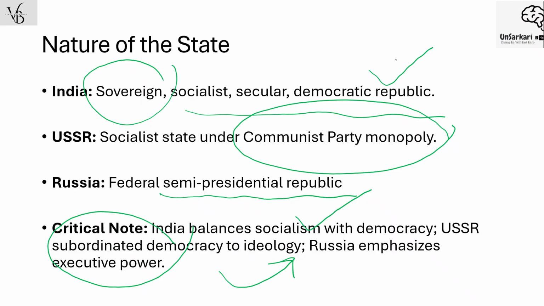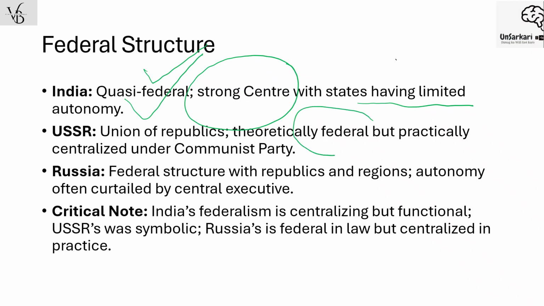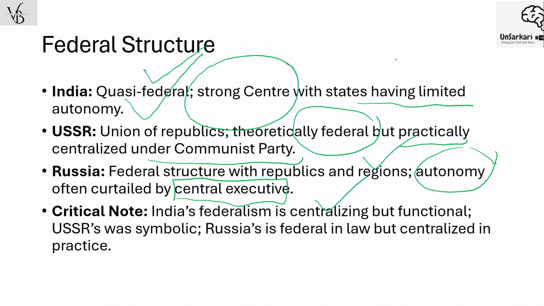Russia emphasizes executive power. What communism is, and what kind of ideas you can say are in socialism, we have discussed in our other lectures. So, federal structure: India is a quasi-federal structure, a strong center with states having limited autonomy, as we have discussed in our polity series, whereas the USSR was a Union of Republics, which is theoretically federal, okay, theoretically, but practically it is centralized under the Communist Party. Russia, post 1993, is a federal structure with republics and regions. Autonomy is often curtailed by the central executive. Very important: India's federalism is centralizing, but it is functional. It is not a one-way street towards the center. USSR was symbolic, and Russia is federal in law, but it is centralized in practice.